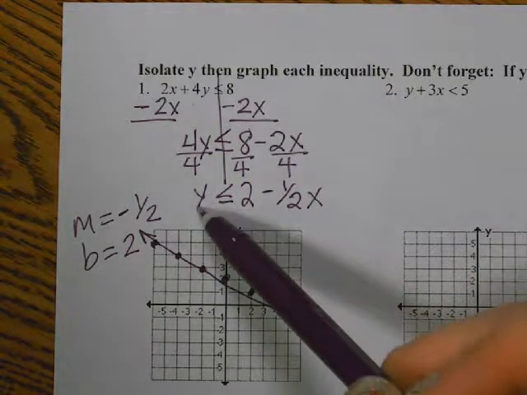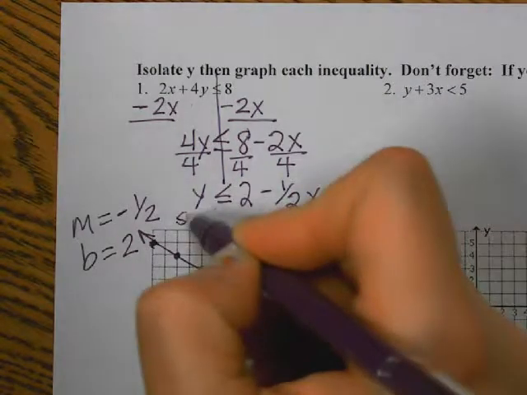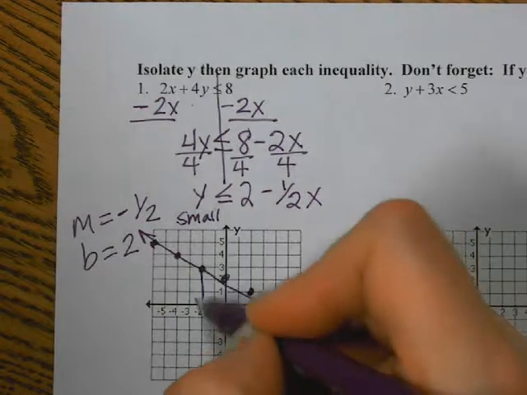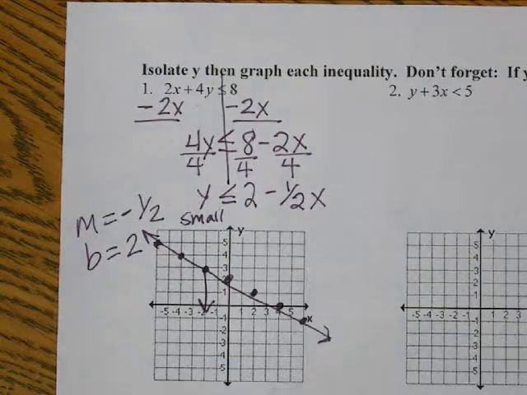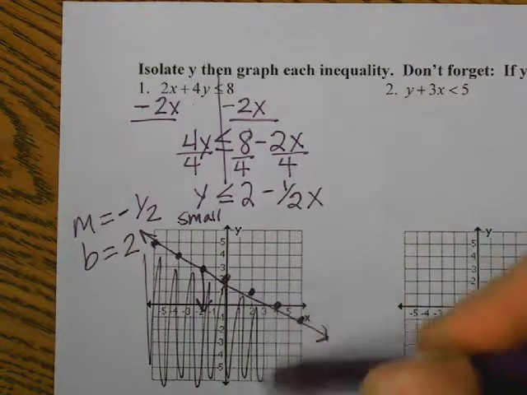Then you have to say, is y on the big side or the small side? And y is on the small side. So that means that I'm going to shade down. So I pick a dot and draw an arrow downward, and that's the side of the graph I shade on.